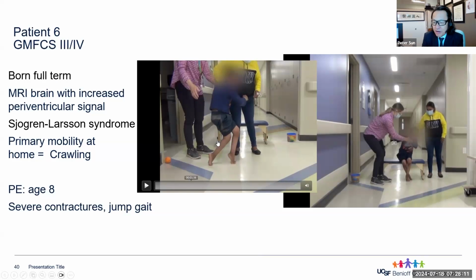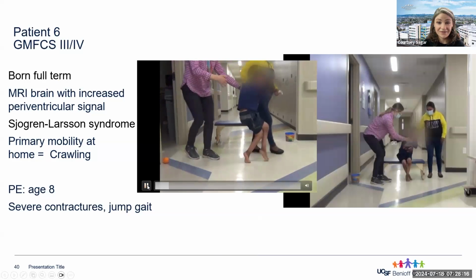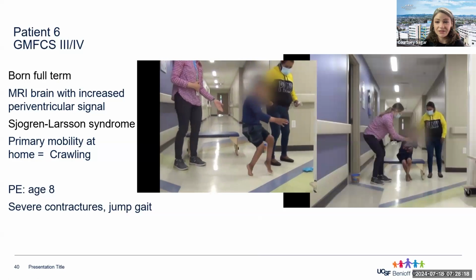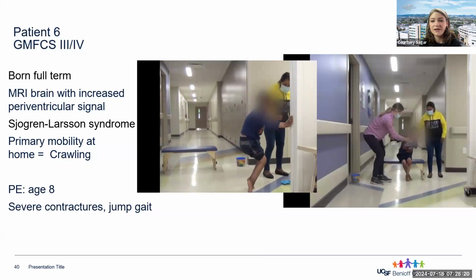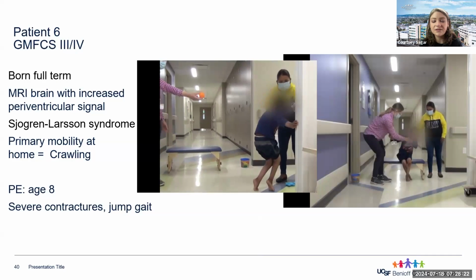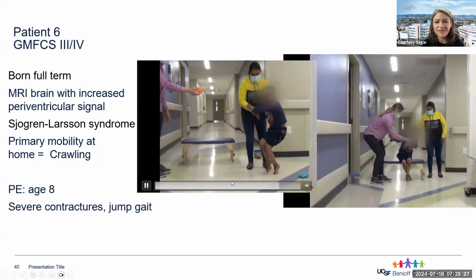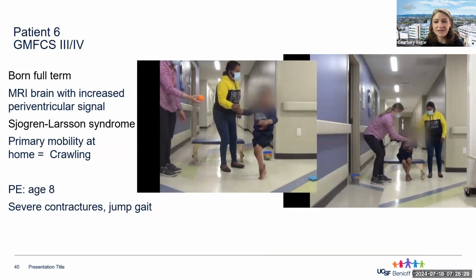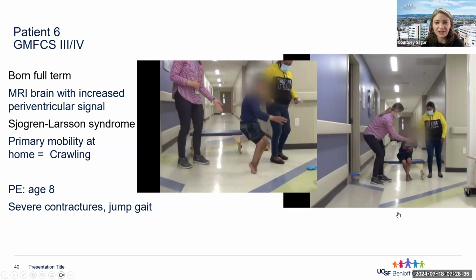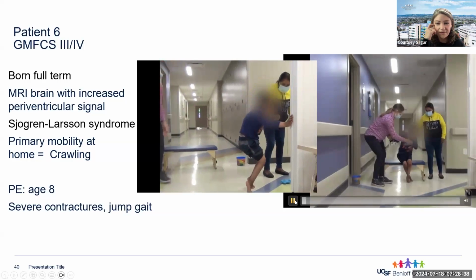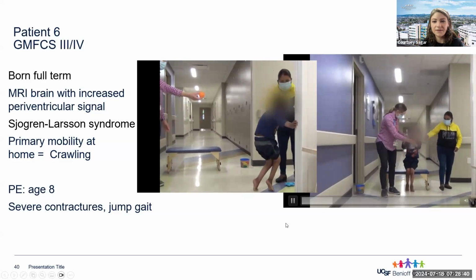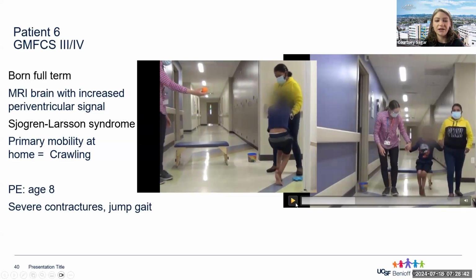This is a more difficult patient. Yeah, definitely. He's 8 years old, born at term with increased periventricular signal on MRI, history of Sjogren-Larsen syndrome, and his primary method of mobility at home was crawling. His initial video shows significant scissoring and severe flexion at the hips and the knees, and he's high up on those toes. He requires handhold assist for the limited mobility that he has, putting him at like a GMFCS 3 to 4 level. It's not really like a true functional walking, as he would not be able to sustain this for a notable period of time.